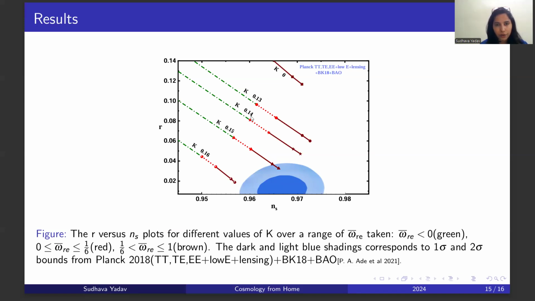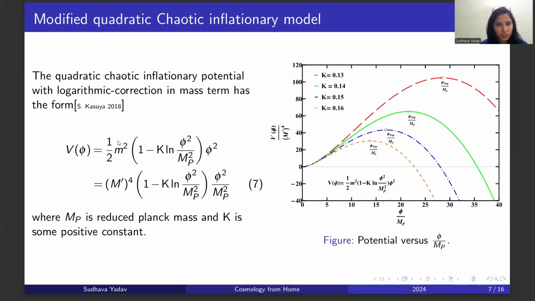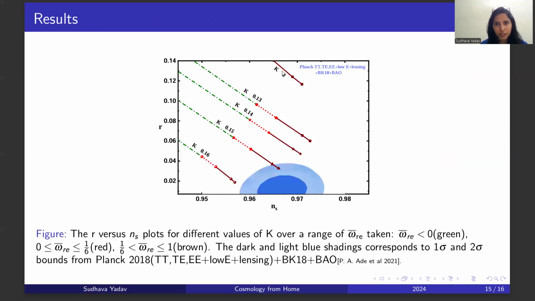We have used 4 different values of k. Now coming to k equal to 0: from the potential, if we put k equal to 0, we directly get the normal quadratic chaotic inflation, that is half m squared phi squared. I have plotted that also along with these 4 values, so that we can see the change due to the corrective term. For k equal to 0, we can see complete incompatibility with the observational data, and after the correction, it lies within the range. For k equal to 0.15, for omega RE greater than 1/6, the curve comes inside the range.